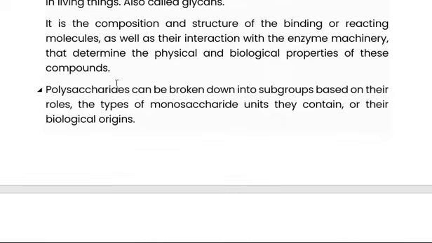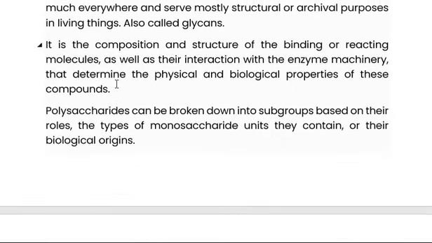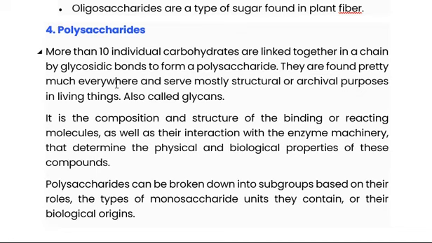We now move to the next one, which is number 4, polysaccharides. As the name implies, poly means multiple, many, plenty. More than 10 individual carbohydrates are linked together in a chain by our friend the glycosidic bonds to form a polysaccharide. They are found pretty much everywhere and serve mostly structural or archival purposes in living things, also called glycans.